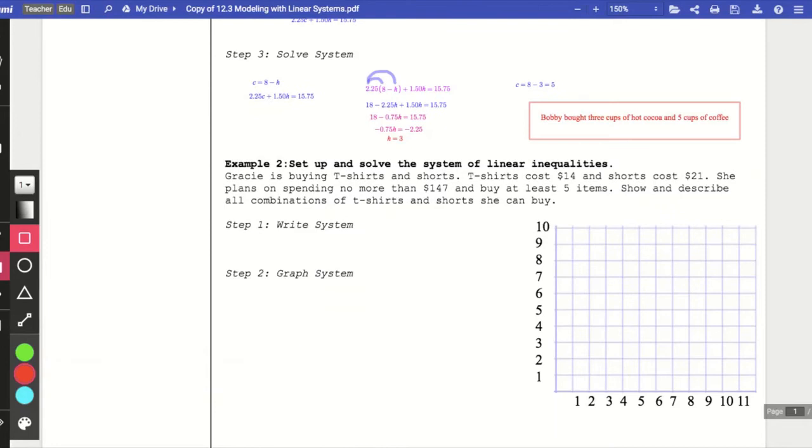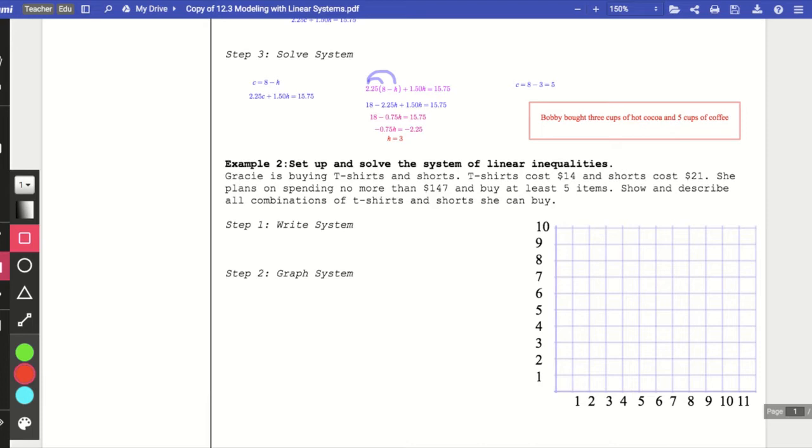This next example, we're going to be doing the same thing. We're setting it up and solving for the system of linear inequalities, but this time we're doing linear inequalities, as it says. The reason we're choosing linear inequalities is because we're not looking for the exact amount. We're looking for the range of the ratio of t-shirts and shorts that she can buy that will still meet her goal of not spending more than $147.